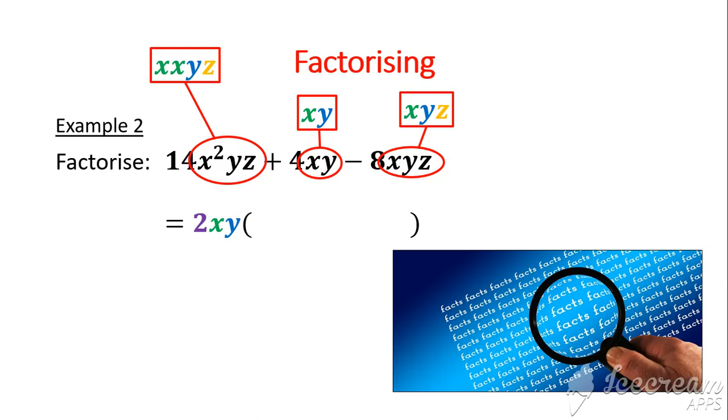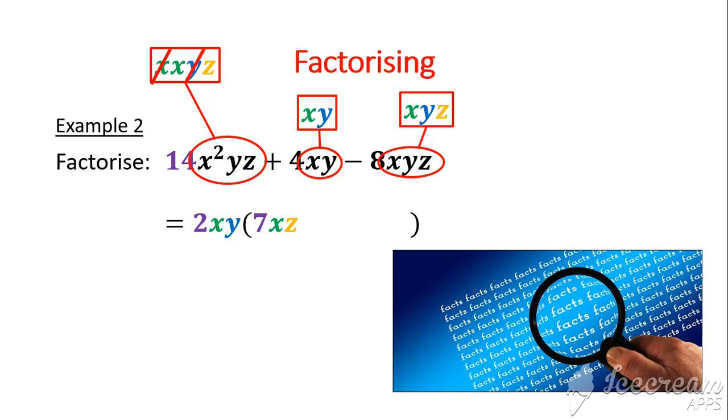Now, because we've taken an xy out the front, there's an x and a z left to go with the 7. Remember, 2 times 7 is 14. That's how we get the 14. But we also need an x and a z. We need an x to make x squared, and we need the z to make x squared yz.